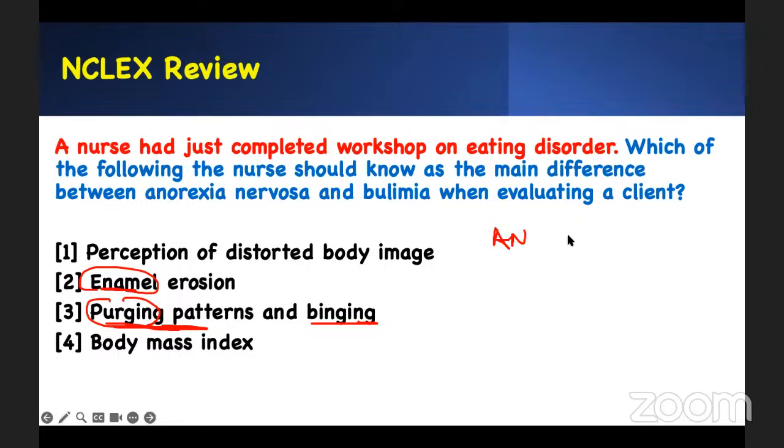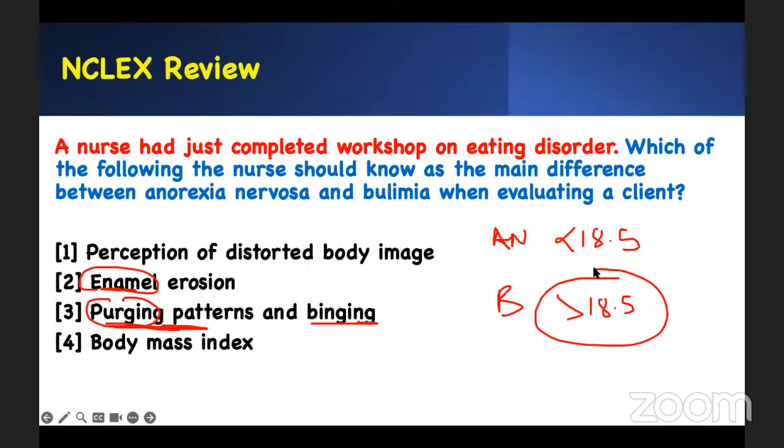Anorexia nervosa, BMI is less than 18.5. Bulimia, BMI is greater than 18.5. It has to be greater than that. Either they are normal BMI or they are overweight. Therefore, the right answer is number 4.